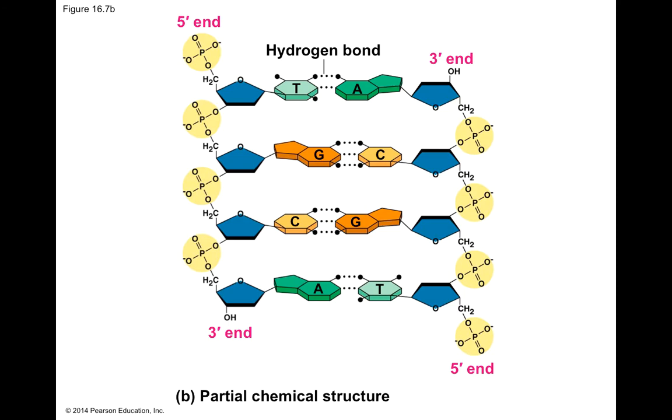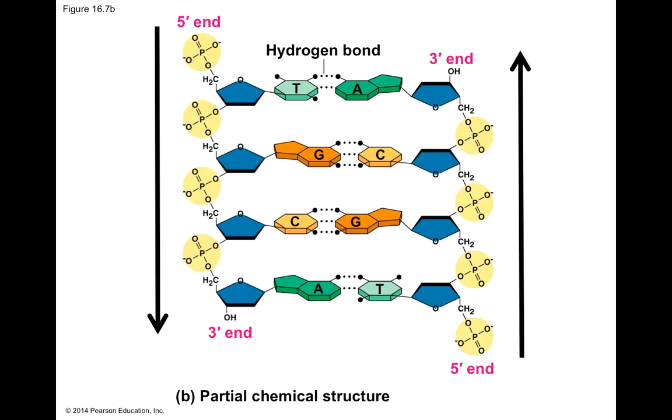Watson also worked out that the 2 sugar phosphate backbones run anti-parallel or opposite to each other. From top to bottom, the strand on the left runs 5' to 3', and the strand on the right runs 3' to 5'. The direction of the strands will become important when we start discussing DNA replication, which will be in the next video.